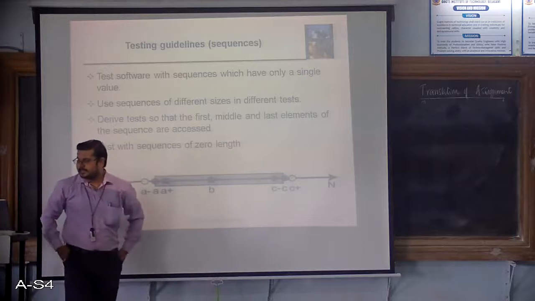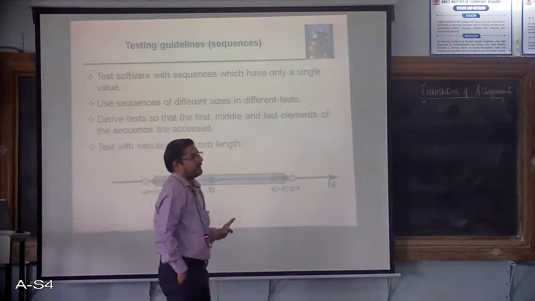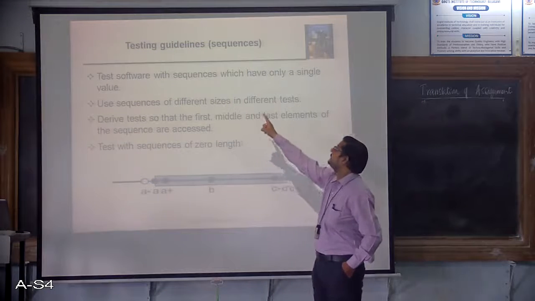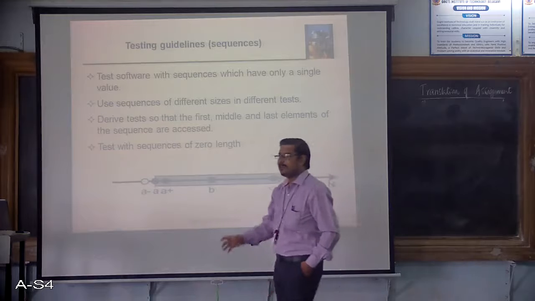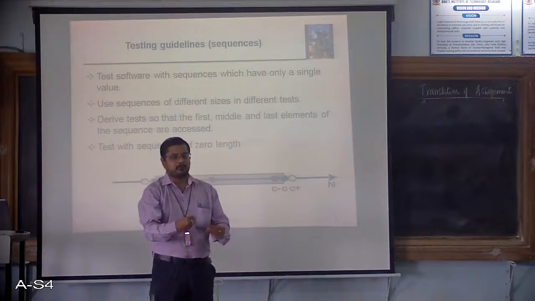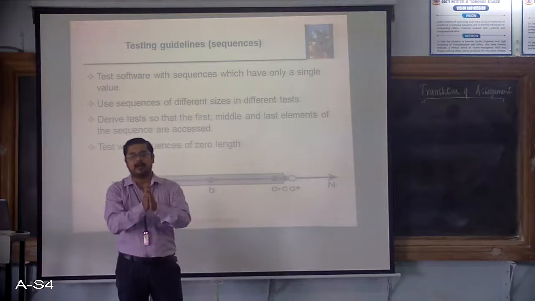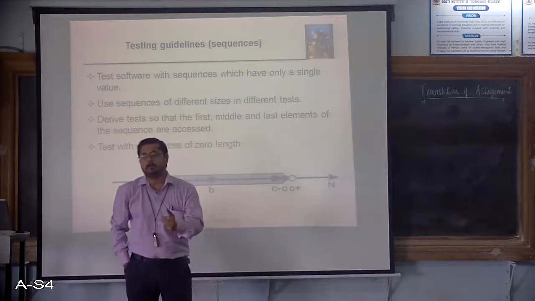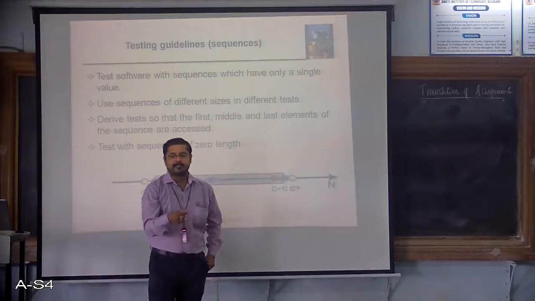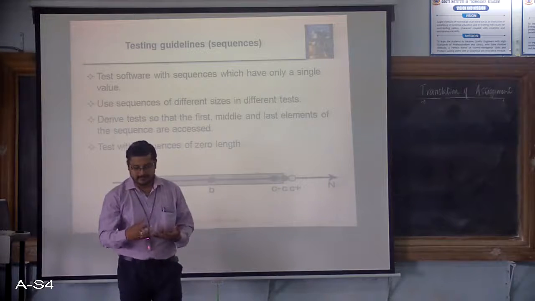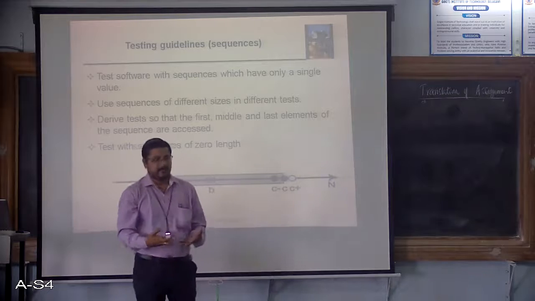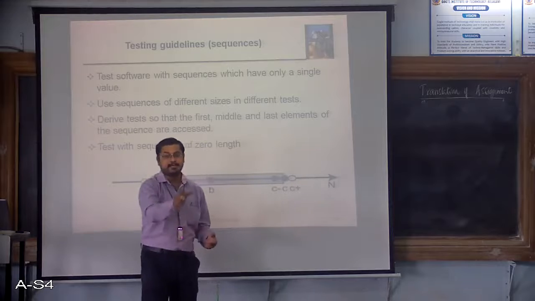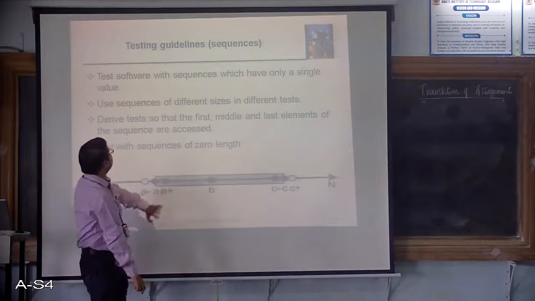We'll come to some testing guidelines. What guidelines do we follow while testing an application using the equivalence partition method? Test software with sequences which have only a single value, because whenever you supply the input to check whether it is correct or not, we provide only a single value. For example, for minus 200 to 100, it should be a single value. For the next date function, we provide the inputs as month, day and year. We pick any one date from the given 1 to 31 days. That is a single value we supply for testing purposes.